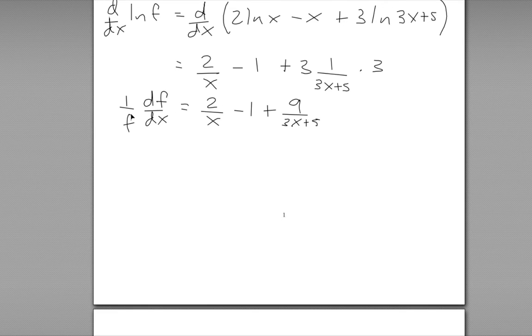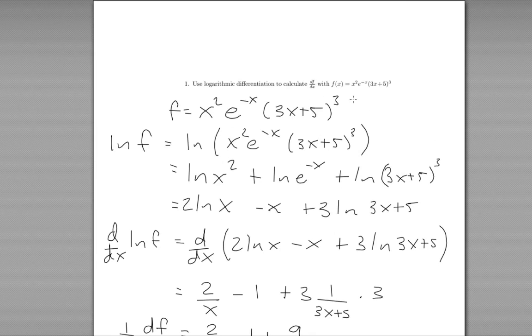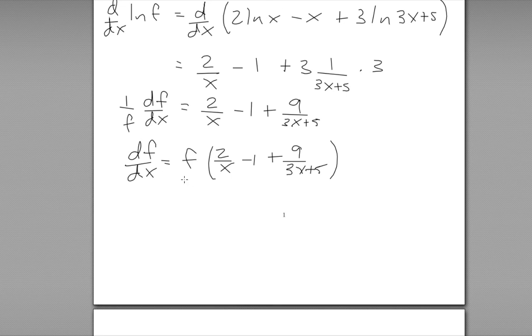So what we do now is we multiply both sides by the function f. So we have df by dx, which is what the question is after, is equal to our function f times what we had on the right-hand side after doing all our derivatives. And of course, we know what f is all the way back up at the top. It says that f is x squared e to the negative x times 3x plus 5 cubed. So wherever we see an f, we can instead put in x squared e to the negative x times 3x plus 5 cubed, times this thing that we had in brackets: 2 over x minus 1 plus 9 over 3x plus 5. And that's the final answer.